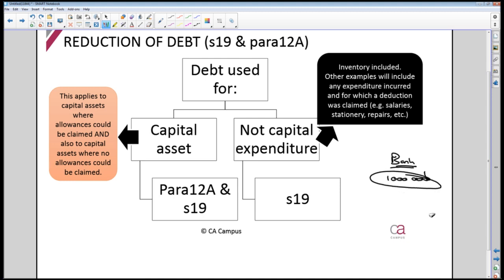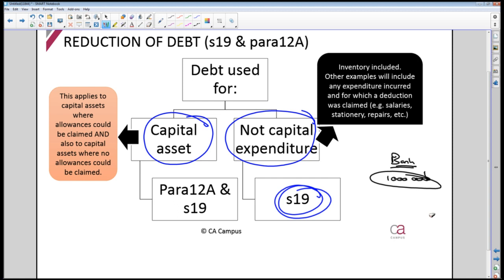This R1,000,000, which is now being written off: it is important that you know whether you spent that R1,000,000 on a capital asset or on something which is not capital in nature. If it is not capital in nature, you'll only look at section 19, and this will also include inventory as being not capital in nature. It will include other deductions like salaries, stationery and repairs, anything which you could claim deductions for.